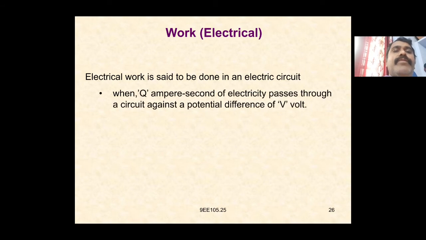So electrical work is said to be done in an electrical circuit. Again, it is nothing but electrical work here.